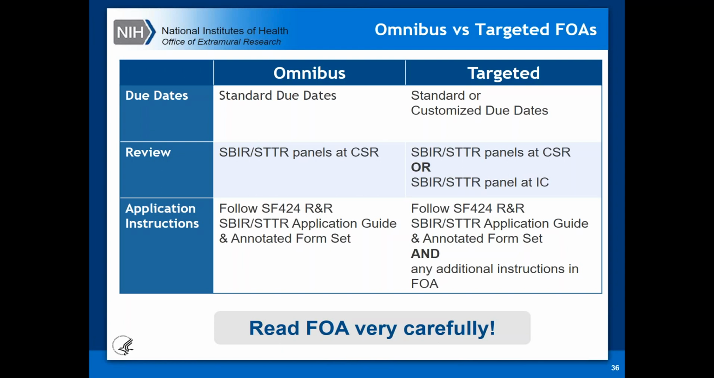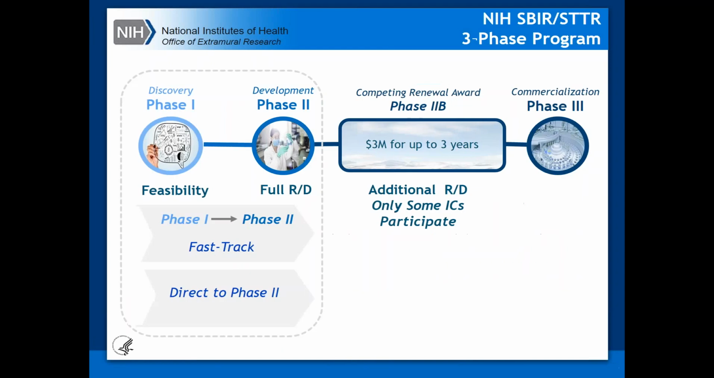For the Omnibus application instructions, you need to follow the SF424 R&R, the SBIR STTR application guide, and the annotated form set. For targeted, you follow the SF424, the SBIR STTR application guide, and the annotated form set, and you need to go through the funding opportunity for any additional instructions that you need to be responsive to. So in other words, as you see at the bottom, read the FOA very carefully.